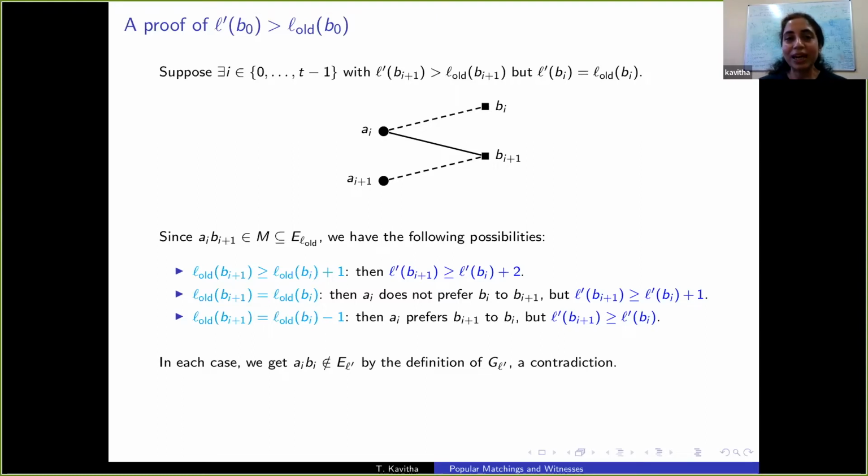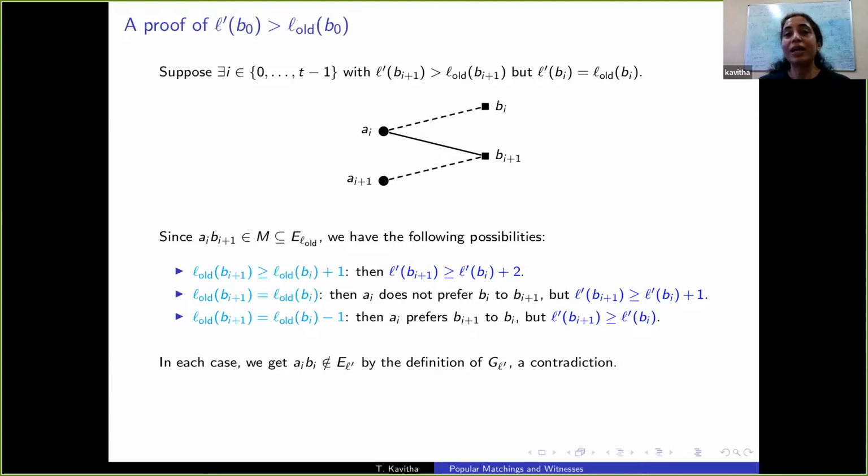So the edge AI Bi plus 1 is a solid edge that's present in our matching M. So AI has two neighbors, Bi and Bi plus 1. And this solid edge for sure is present in our subgraph. So it has to be the case that either its level is at least one or more higher than L old Bi, the level of Bi, or it's in the same level as Bi, and AI does not prefer Bi to Bi plus 1, or it's one level lower, and in fact AI prefers Bi plus 1 to Bi.